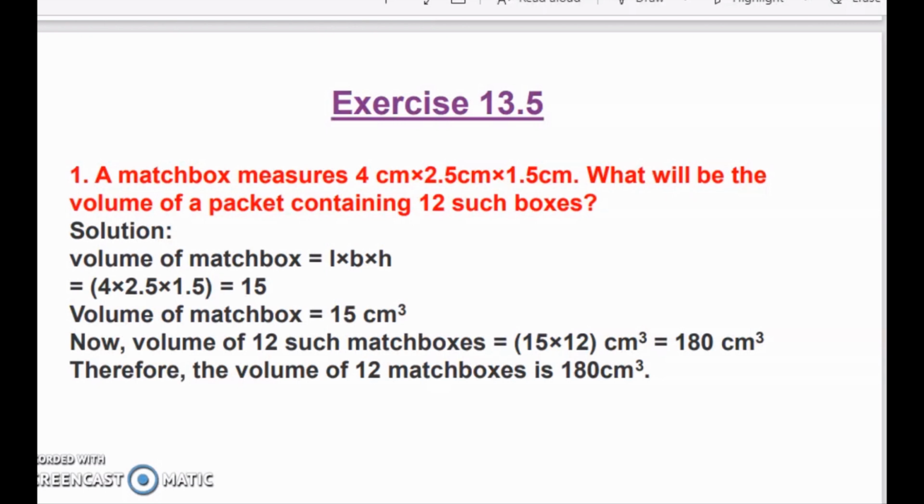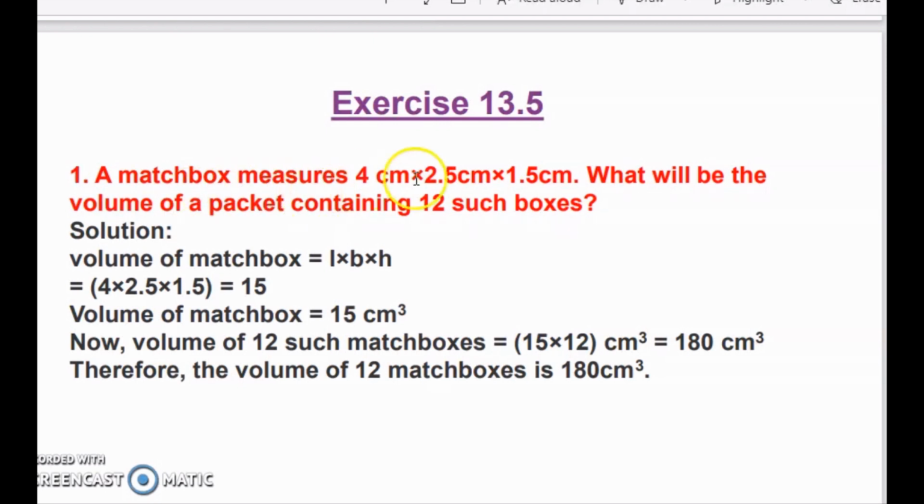So this exercise 13.5 is related to the volume of cubes and cuboids. The volume of a cuboid is length into breadth into height. Now if it becomes a cube, that means length, breadth and height all become equal, so we take it as a. So the volume of a cube will be a cube.